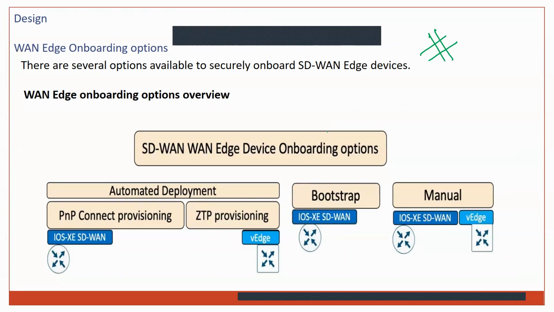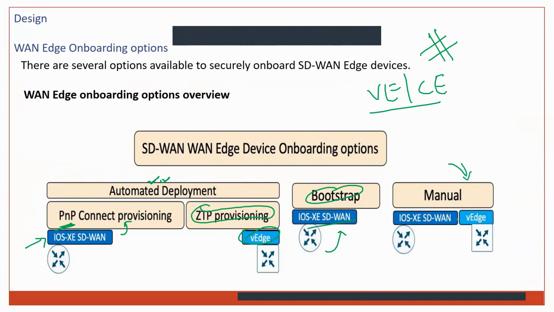This is one of the nice slides we have for understanding the deployment of vEdge and cEdge. So here you can see that if you have IOS XE SD-WAN and you are doing automated deployment, for that we are doing PNP, plug and play. For vEdge devices, we are doing something called ZTP provisioning, zero touch provisioning, for automated deployment. Now, if you are doing some sort of migration, you can create a bootstrap configuration for IOS XE SD-WAN devices.